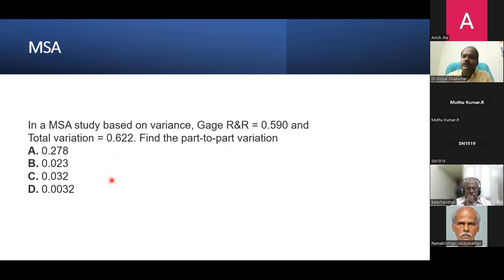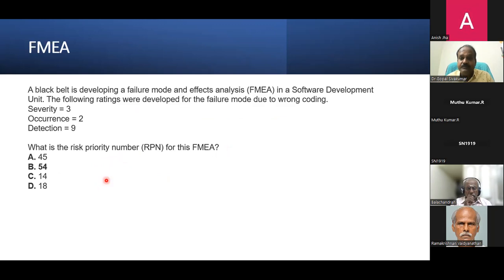Can one of you do it and then let me know the value? 0.032. That's all. All of you are with me on this question? Yes, sir.